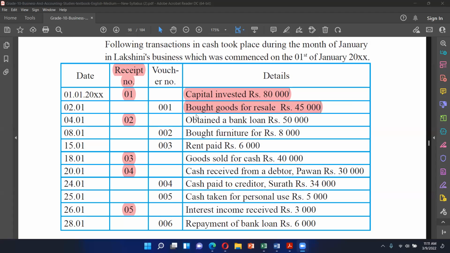Sasitma. Furniture account debit, cash account credit. Very good. Furniture account debit, cash account credit. And Sayuni, 15th January.